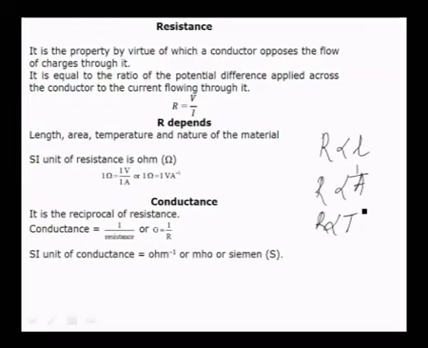The definition of 1 ohm is equal to 1 volt per ampere. The reciprocal of resistance we refer to as conductance, that is G is equal to 1 by R. The SI unit is per ohm or Siemens. These are the two units used for the measurement of the conductance.